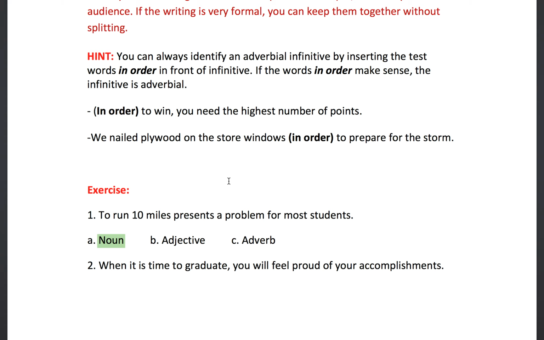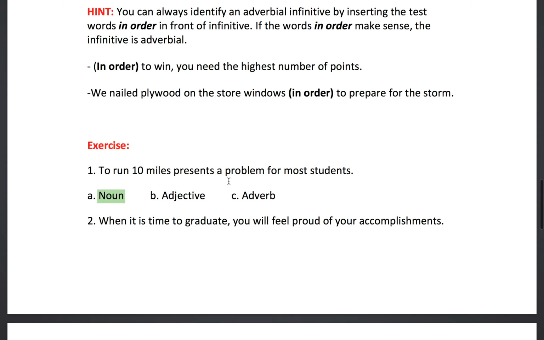You can always identify an adverbial infinitive by inserting the test words "in order". You can use "in order" to test your sentence, to know if it's an adverb or not, in front of an infinitive. If the words "in order" make sense, the infinitive is adverbial. I hope you get this point because it's important.